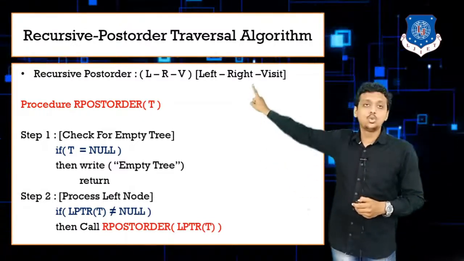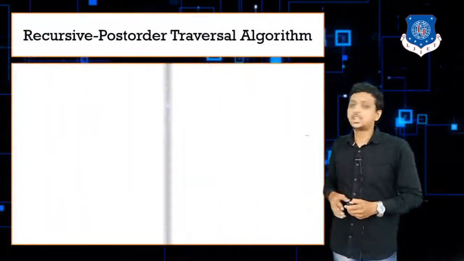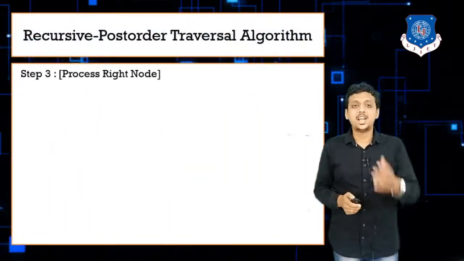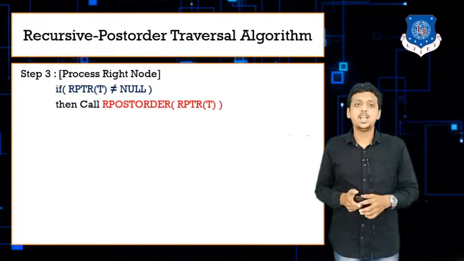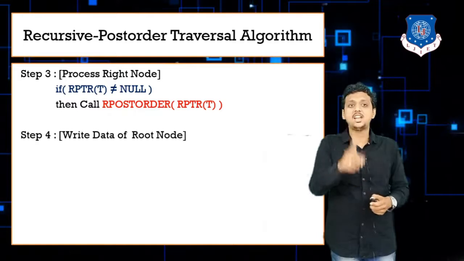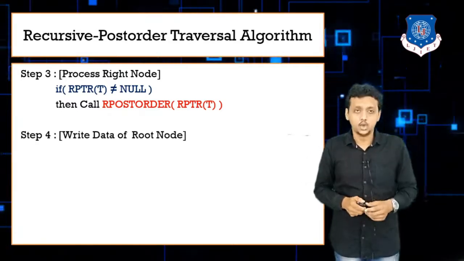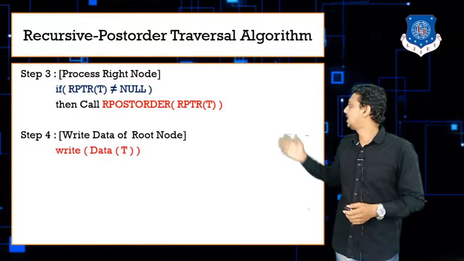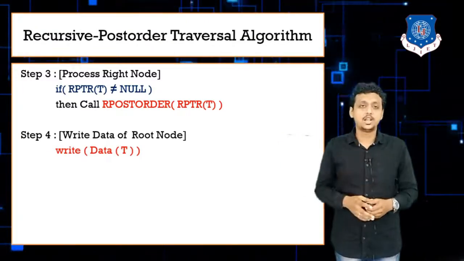Next we need to handle RPTR of t. For the right pointer, first check whether the right node exists or not. If RPTR of t is not equal to null, then call R post-order for RPTR of t. Last step, students, write down the data of the root node. That means just write the data of t. That's it for the post-order traversal algorithm.